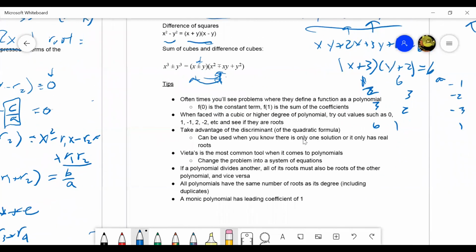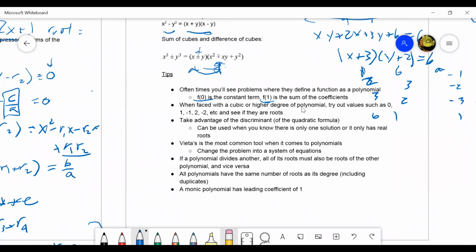And here are some tips. Oftentimes you'll see problems where they define a function as a polynomial, like let f of x equal something, and you're asked to find f of some number. So f of 0 refers to the constant term, and f of 1 refers to the sum of the coefficients. So if you're asked to find the sum of coefficients, you'll know that you're actually asked to find f of 1, and vice versa. These are true because if you plug in 0, all the x terms cancel out and you're only left with the constant term. And when you plug in 1, the x's become redundant, and you're just left with coefficients.